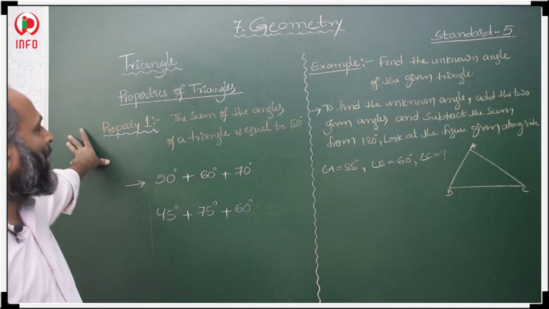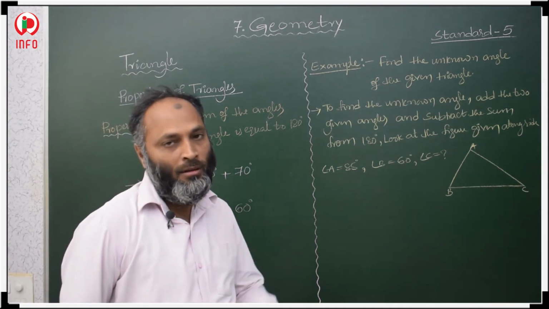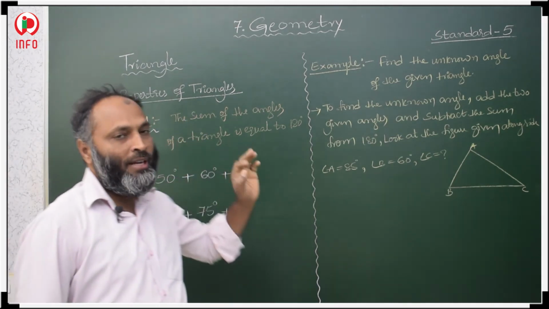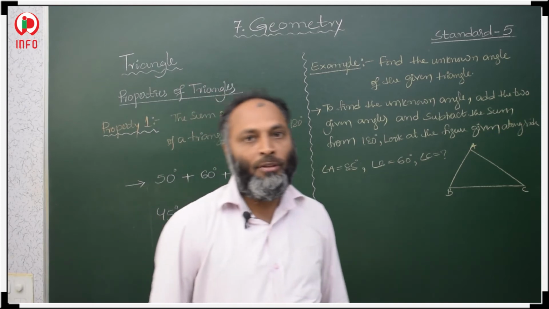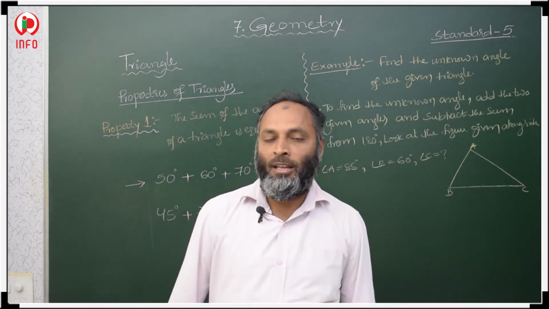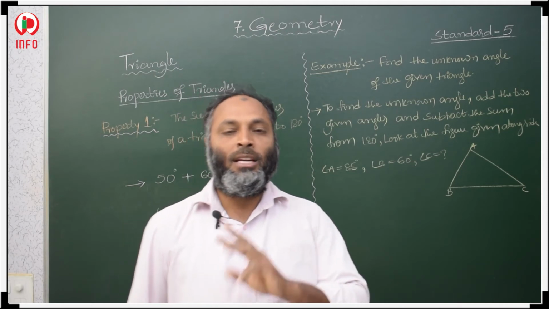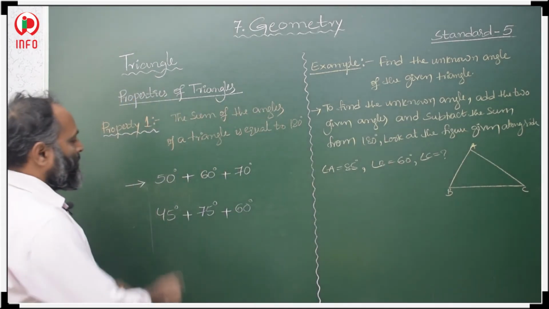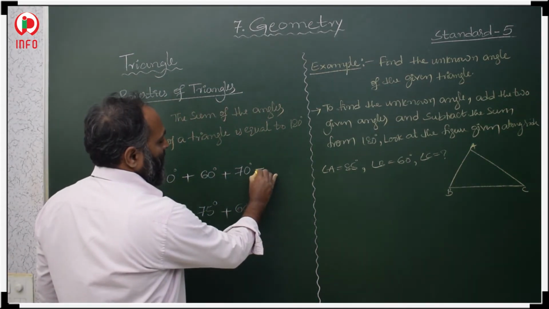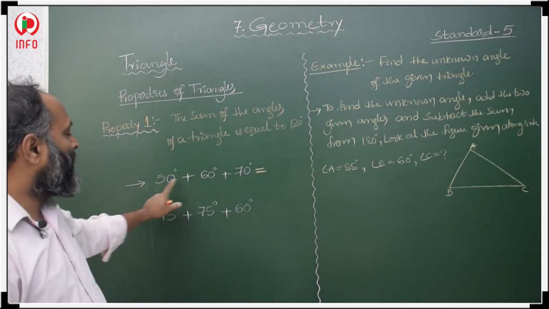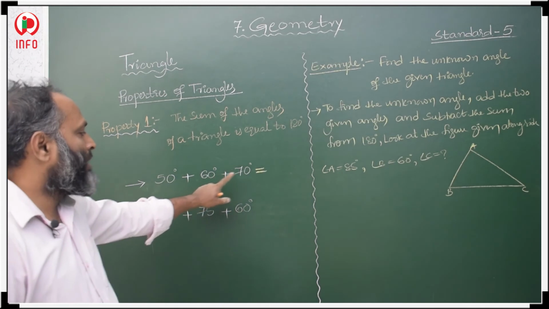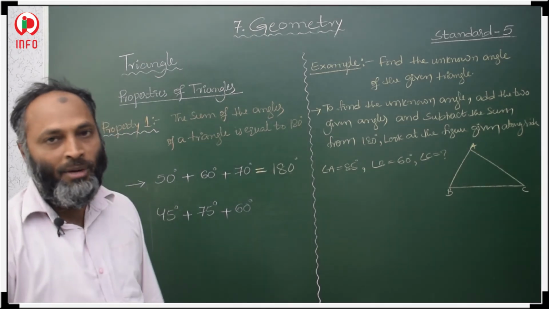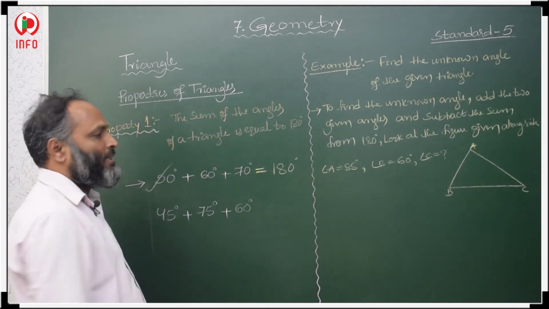Now, the first property of a triangle. What is the first property? In a triangle, the sum of 3 angles is always 180 degrees. If we add the 3 angles, it should be 180 degrees. If the sum is not 180 degrees, then those 3 angles are not the angles of a triangle. Suppose these are the 3 angles. If we add them, what is the sum? 50 plus 60 is 110, 110 plus 70 is 180. So these 3 angles are the angles of a triangle.